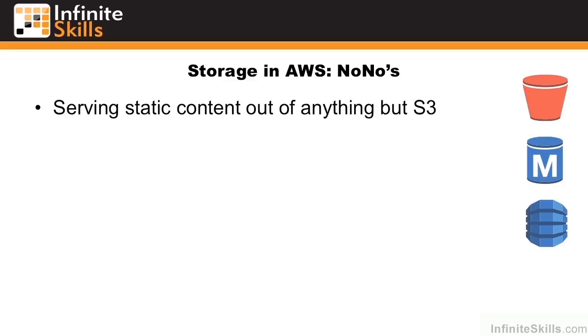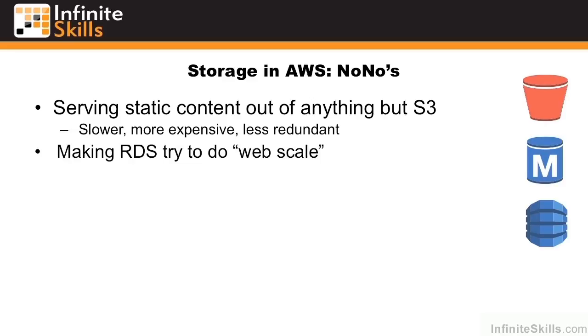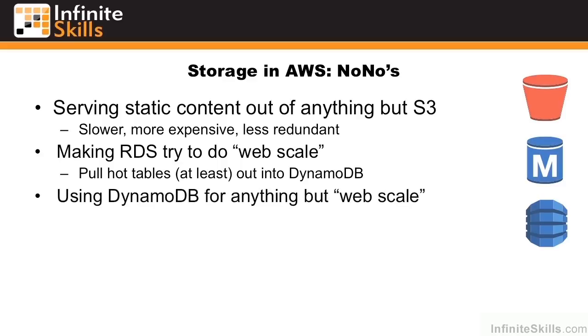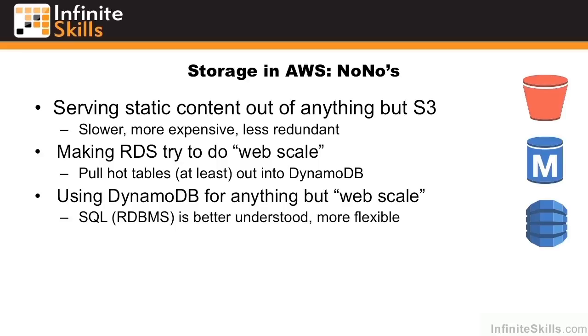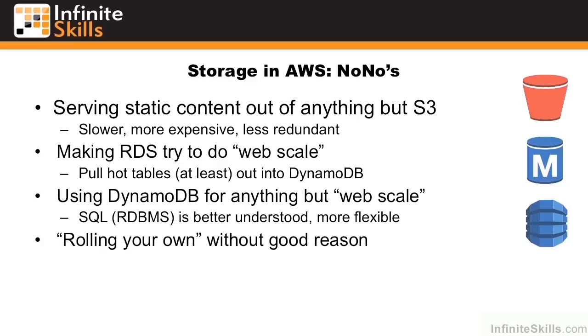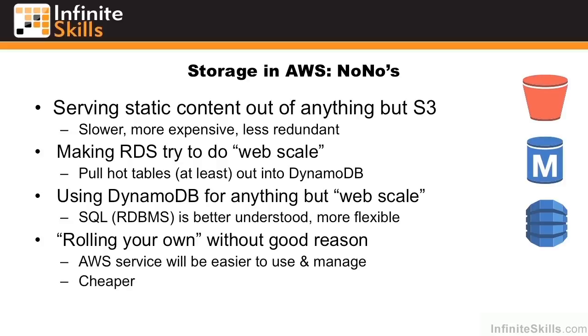Let's cover some things that you probably never want to do with these different storage models. Serving content out of anything besides S3 is just silly. It's going to be slower, more expensive, and less redundant. If you try to make RDS do web scale, you're going to run into a lot of problems. At the very least, try to pull hot tables out into DynamoDB. And if you're trying to use DynamoDB for anything but web scale or those 3Vs, you're going to find that SQL is better understood, more flexible, and probably your better bet. Rolling your own without good reason is also not a good idea. The AWS service will probably be easier to use and manage, not to mention cheaper.